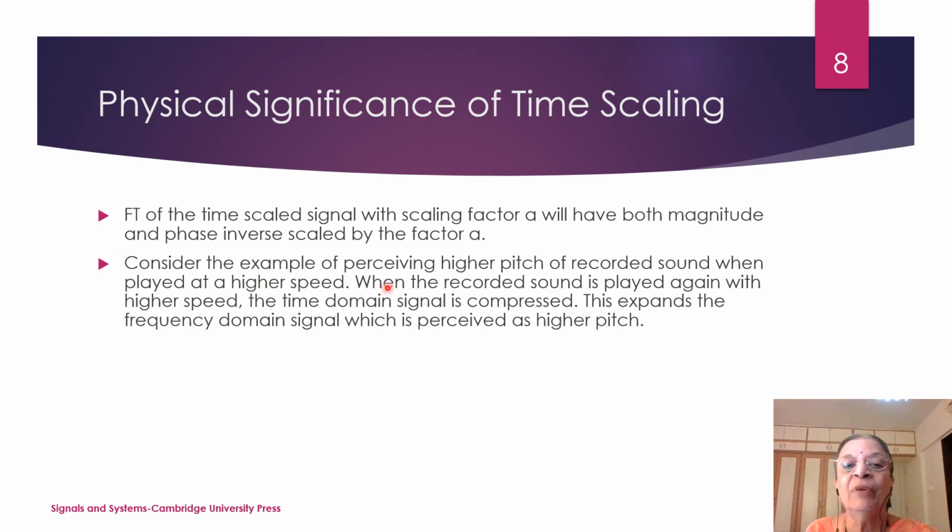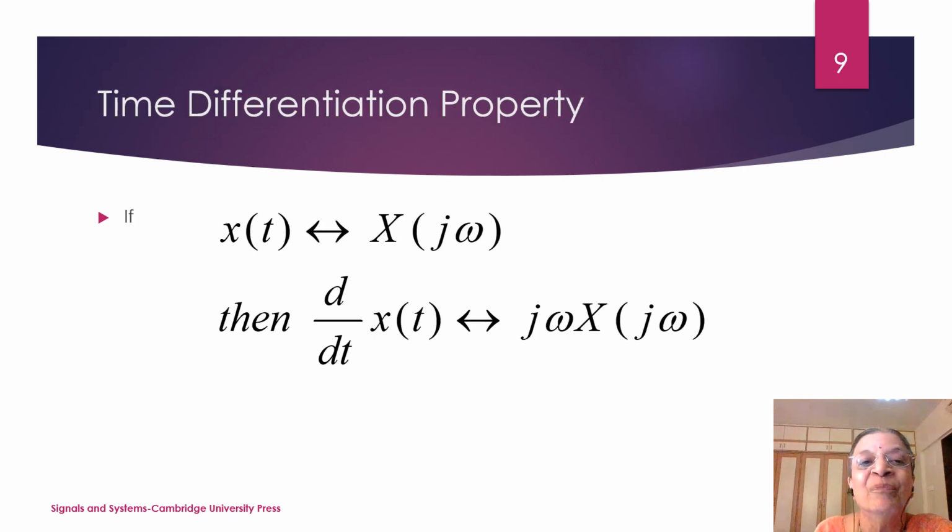Consider for example perceiving the higher pitch of the recorded sound. When the recorded sound is played again with higher speed, the time domain signal gets compressed. That means it is scaled, and this expands the frequency domain signal, which is perceived as higher pitch. So this is the beauty.